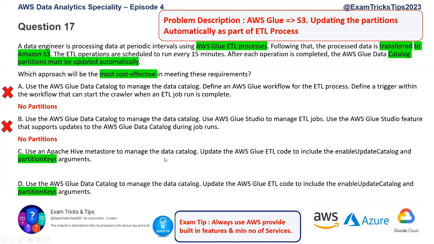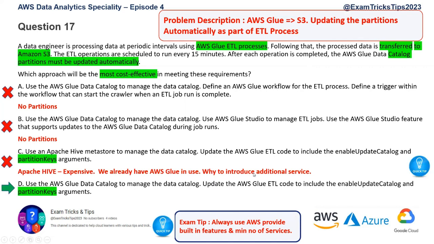So Apache Hive Metastore is going to increase your cost because they are introducing another service, whereas use of the AWS Glue Catalog as a method to manage the catalog and use it as a service for partitioning is the right answer. So you rule out option C, and what is left is option D, and that's the final answer, option D.